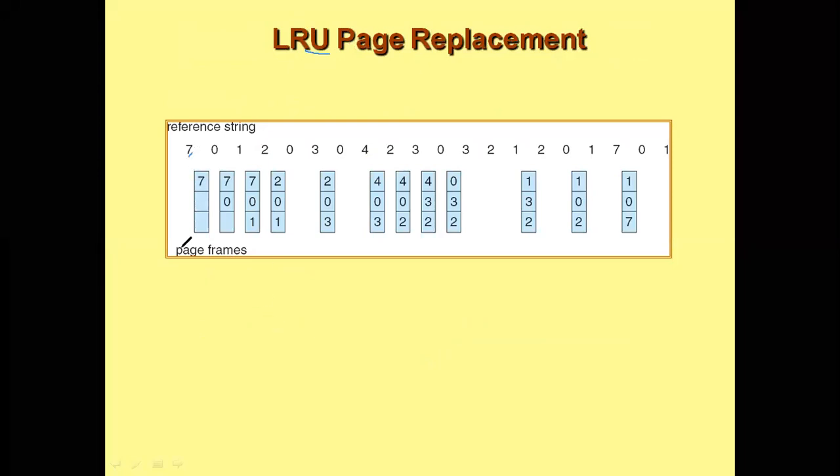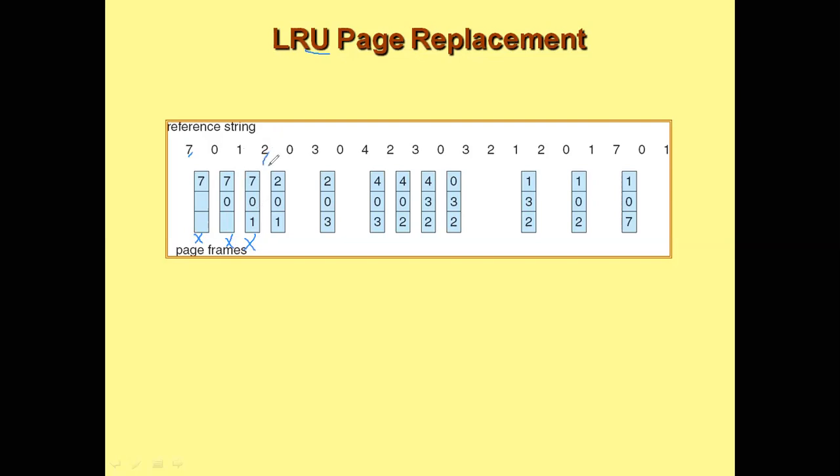7 is not in the main memory initially, so it's a page fault, and 7 is included because it has got a free frame. 0 is not in the main memory, so it's a page fault, but it can sit in the main memory because it has a free frame. 1 is not in the main memory, so it's a page fault, and 1 sits in the main memory because it has a free frame.